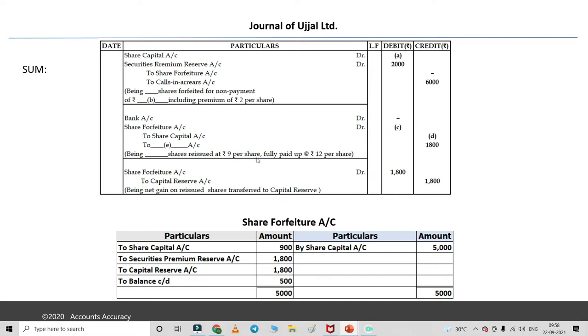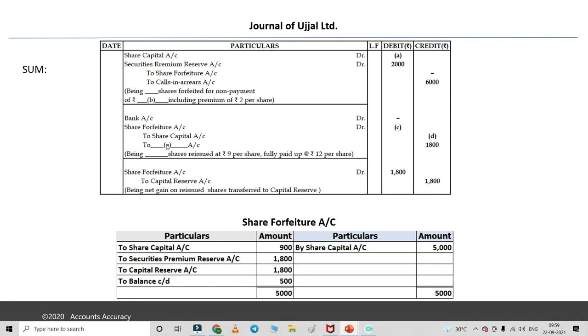Hence, first of all, as 1800 hint is given, we have to understand what account it would be. You can see here it's a reissue case, because shares reissued at 9 rupees is given in the narration. So from here we have got the hint that this is the journal for reissue. And as it's been reissued and share capital is credited, the rest of the amount will be adjusted with securities premium reserve account only.